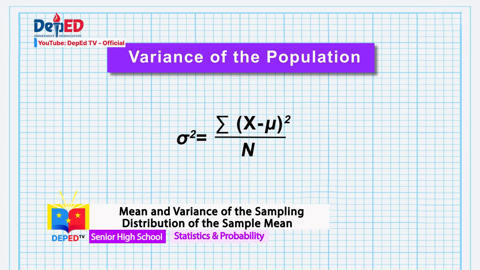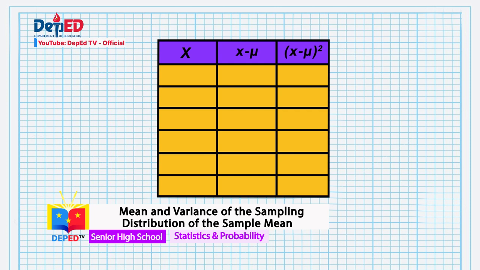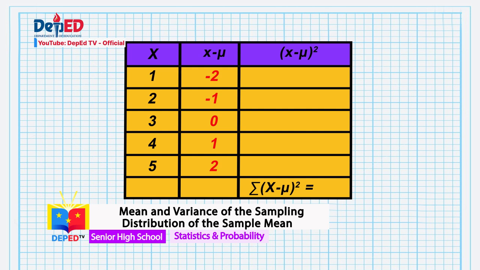Second is to compute the variance of the population using the formula. Let's create a table first. Get the difference of each value of x and 3. 1 minus 3 is negative 2. 2 minus 3 is negative 1. 3 minus 3 is 0, and so on. Now, let's solve the square of the results obtained to be able to solve for the variance of the population. Negative 2 squared is 4. Negative 1 squared is 1, 0 squared is 0, and so on.